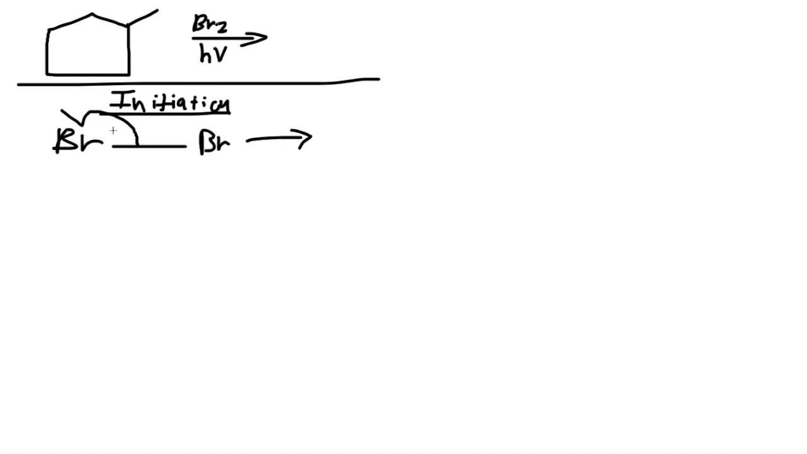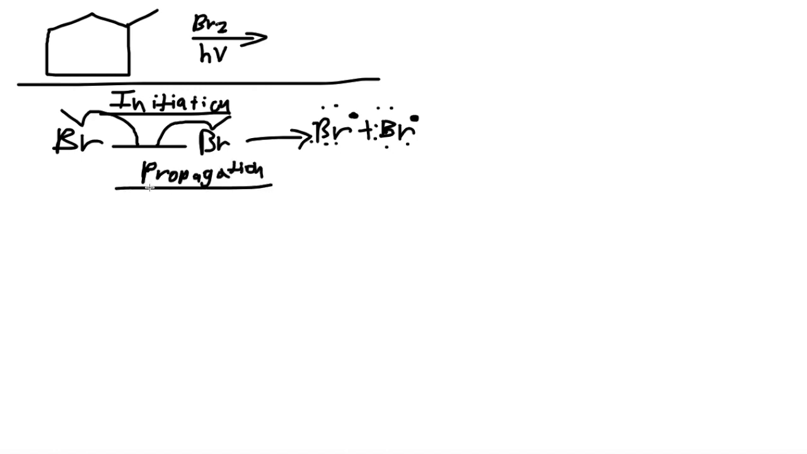So we use two half arrows to form two radicals. Radical here plus radical here. And don't forget, bromine always has 3 lone pairs. They still have 3 lone pairs in this case. Like this. Next step we have is the propagation. The initiation step was done in this case, so now the propagation step.